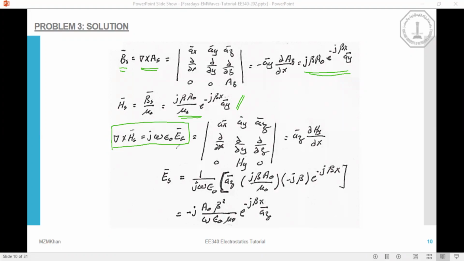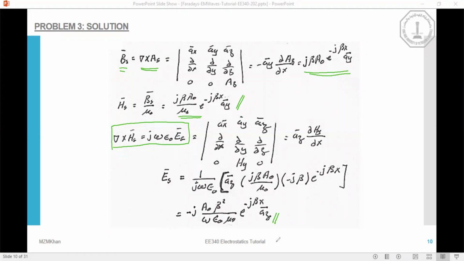So put it in the Maxwell's equation. What I'm doing is I'm first putting the left-hand side. So this is my left-hand side, and this is equal to this one. And therefore my ES is this one. And if you simplify it, you will see that my ES will be AC.